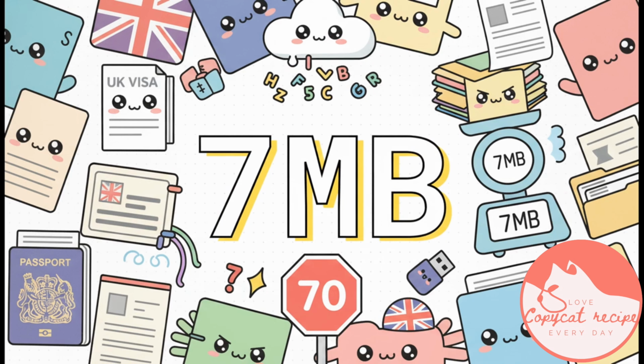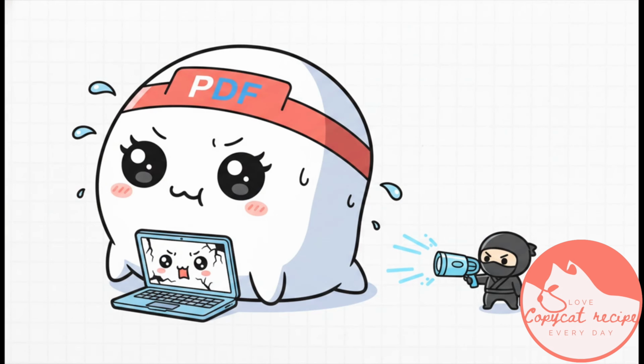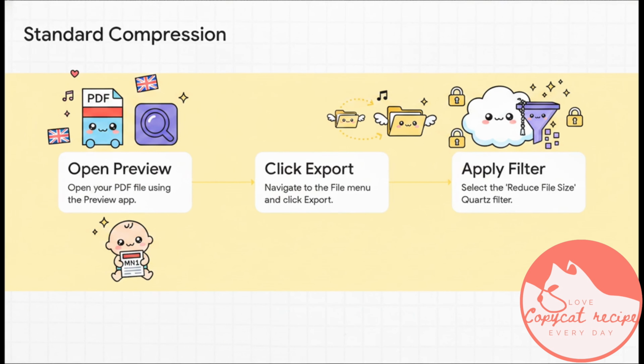Watch out for this trap. The Home Office strictly limits every document to just 7 megabytes. Got a massive PDF on your Mac? Let's use a hidden trick to shrink it down. Just open it in Preview, hit Export, and select the Reduce File Size filter.